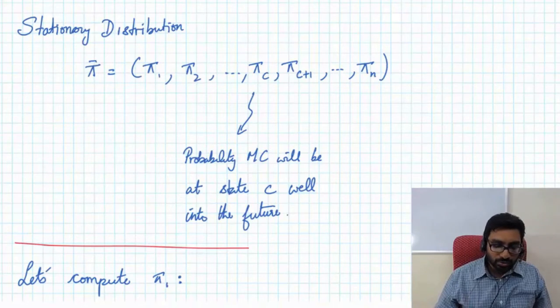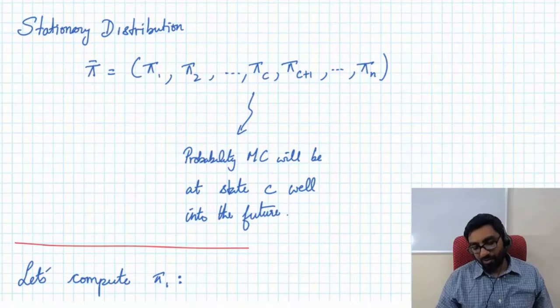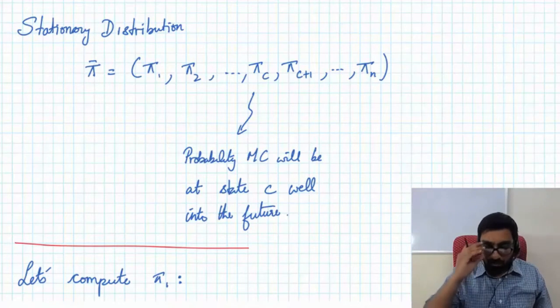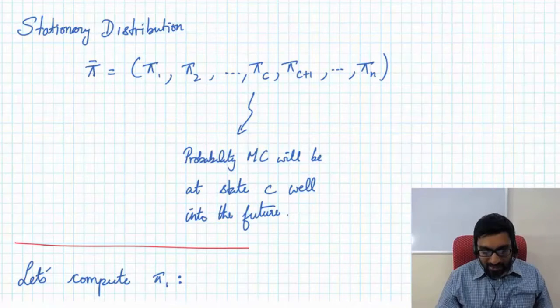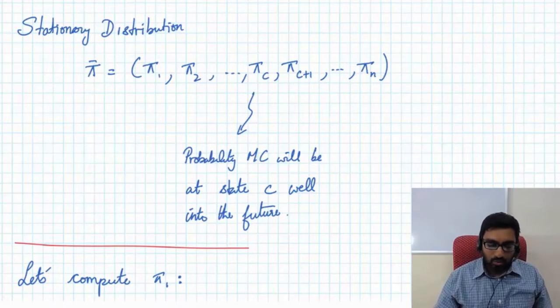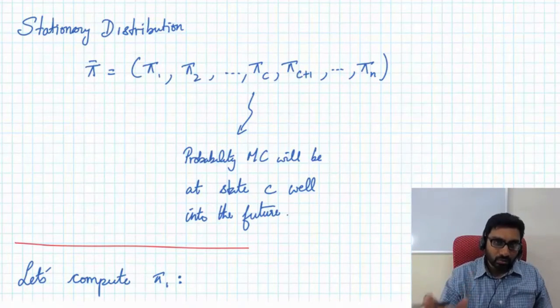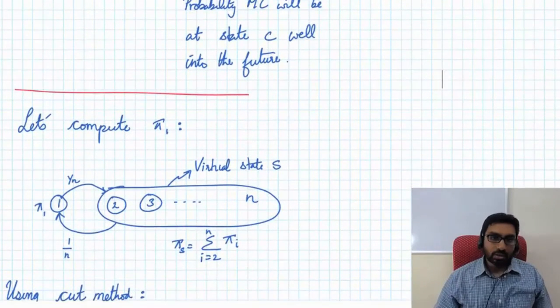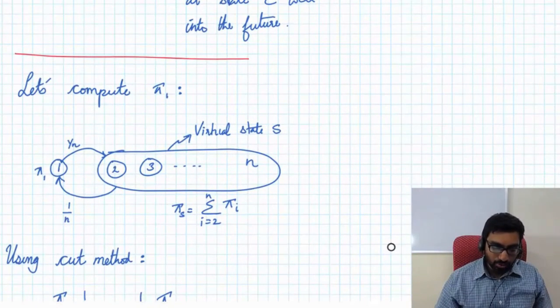Let's denote the stationary distribution, the vector pi, to be pi 1, pi 2, and so on, up to pi c plus 1, and so on, up to pi n. And of course, pi c will be the probability that the Markov chain will be at state C well into the future. So we're interested in the steady state behavior of the algorithm, and that's what pi c will be, the probability with which the Markov chain will be at state C. So let's compute this stationary distribution.